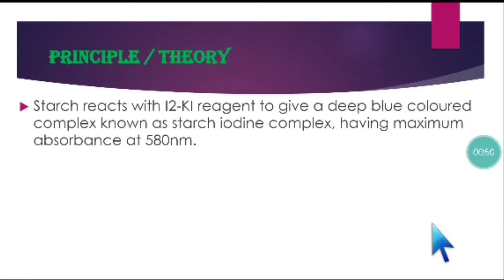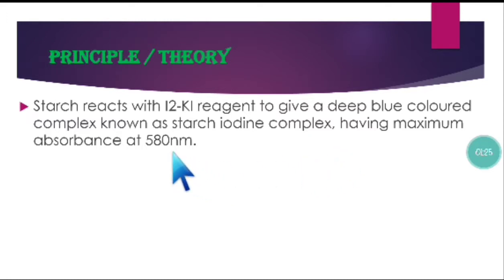Now starch, as we know, you have already studied in your theory as well. I had explained that starch is made up of amylose and amylopectin. Actually, this starch will react with this reagent to give a deep blue colored complex known as the starch iodine complex, having a maximum absorbance at 580 nanometer.